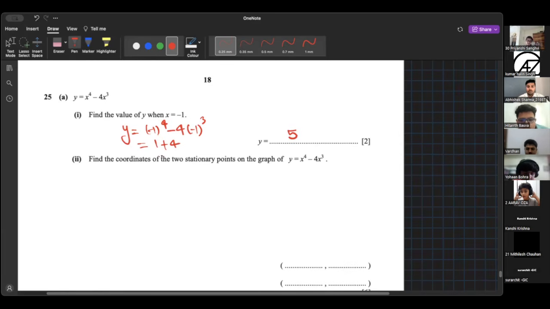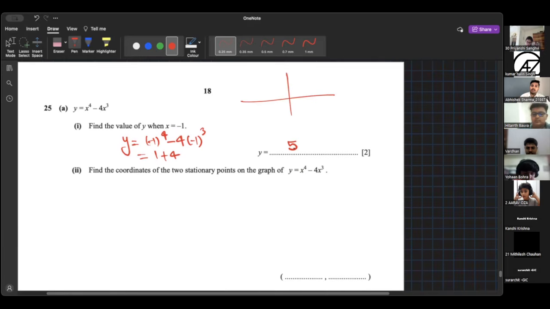Find the coordinates of the two stationary points on the graph of this. So now we have to find the stationary points. For the stationary point, we should know the concept that whenever there is a stationary point, and I can take any graph, let's say this cubic graph, dy by dx is 0 at the stationary point. We all know that. So it says find the coordinates of the two stationary points on the graph of y equals to this.